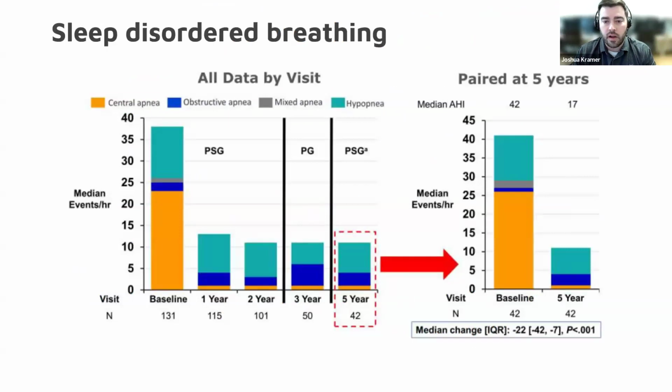Once again, they threw a little bit more colorful visual graphs in here, which I appreciate. And the first part is, once again, the reduction of the different types of events. So the main color that they're highlighting here is that yellow color. You can see the baseline yellow compared to, even at 1 year, drops significantly. And then the bars on the right are paired patients. So these are the same folks that finished this past trial, what their actual baseline is, and comparing those two direct studies. And you can see that reduction in the central apnea index there.